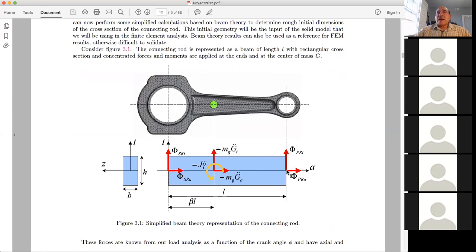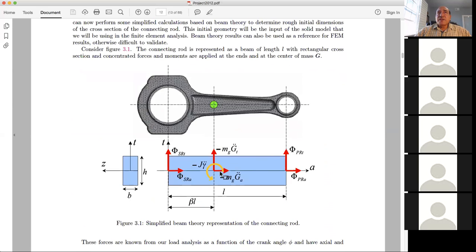This picture has one end with force from the piston on the rod. The force has an axial component, which is in the X direction, and a transverse component. T is transverse, A is axial. So these are two components coming from the piston. On the other end, the shaft exerts an axial component and also a transverse component.